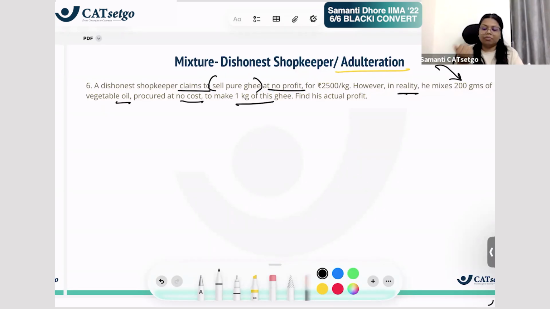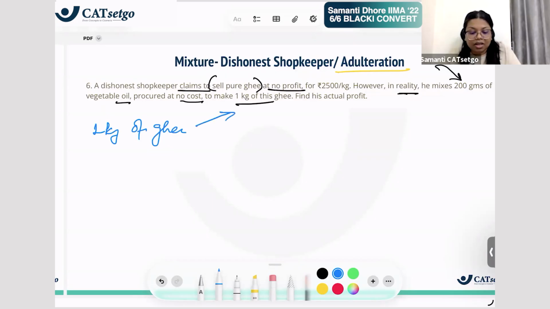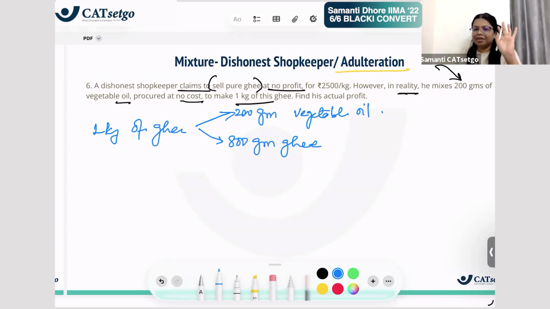See, again, he's doing mixing. While he's saying that he's selling 1 kg of ghee, is he actually doing so? Definitely not. What is he doing? He's taking only 800 grams of ghee, and in the remaining 200 grams he's putting vegetable oil. This vegetable oil is probably stolen from his mother's kitchen because it is free. It's not costing anything.